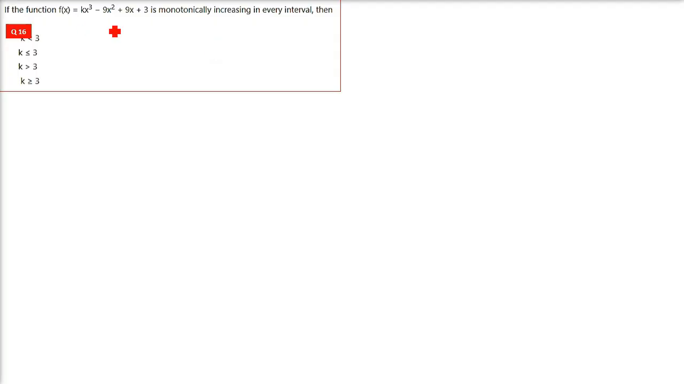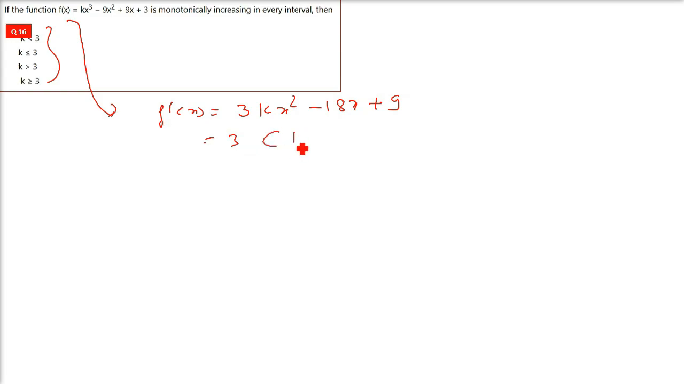So this question: f(x) is monotonically increasing in every interval, then. So these are the different options you have. The first thing we generally do is differentiate it. So we are going to differentiate it here also. This f dash x is equal to 3kx square minus 18x, and then we have plus 9. So I'm taking 3 outside. You'll get kx square minus 6x plus 3.